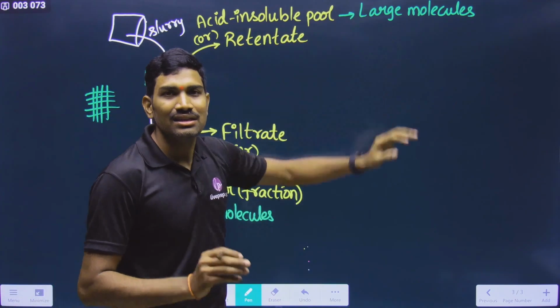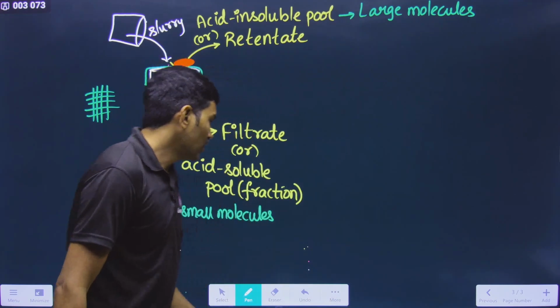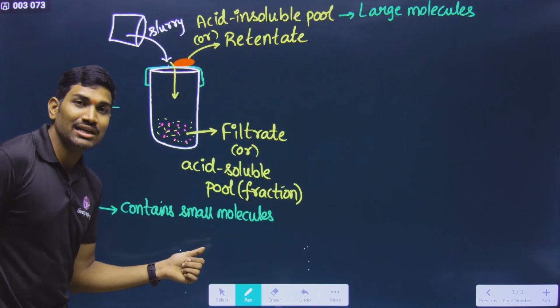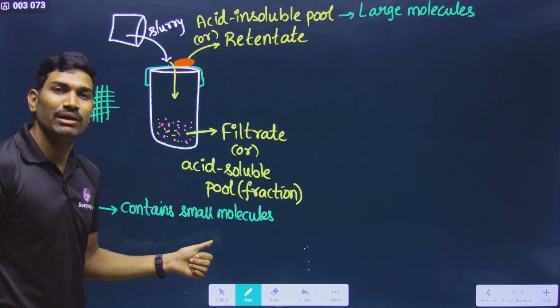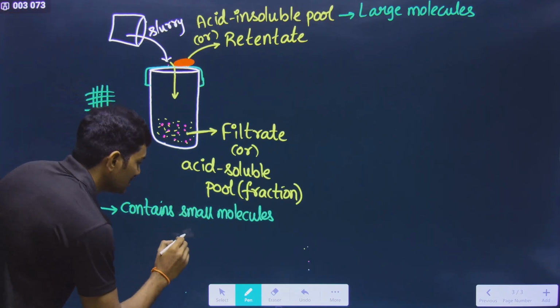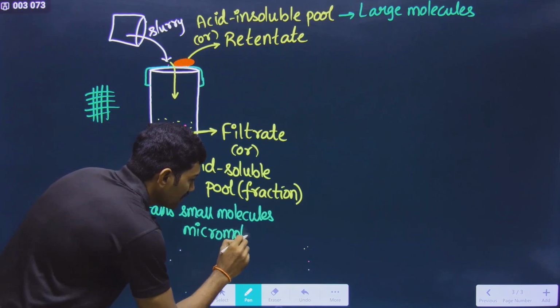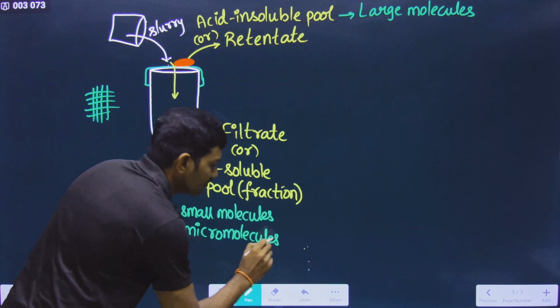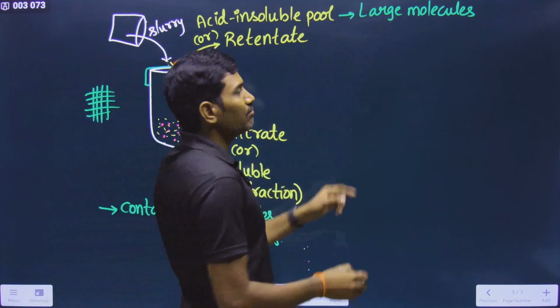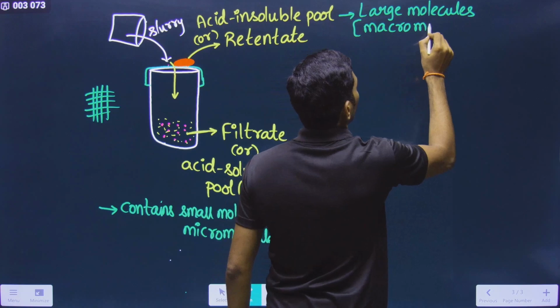For large, the technical word is macro, M-A-C-R-O. For small, the technical word is micro, M-I-C-R-O. Now we are writing this. Contains small molecules, that means these are micromolecules. And these are macromolecules.